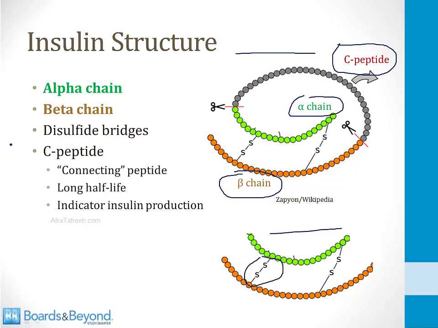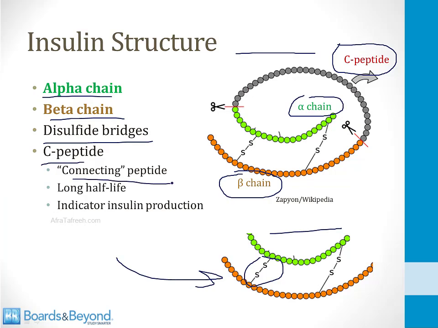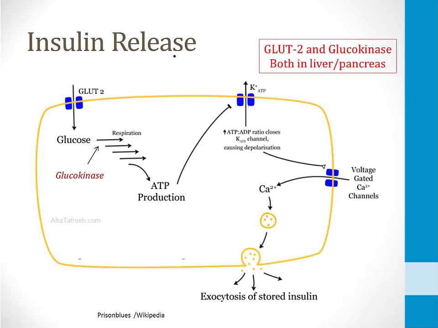I've summarized this on the left side of the screen. Insulin is made up of an alpha chain and a beta chain connected by disulfide bridges as shown over here. Cleaved out from proinsulin is the C-peptide. C stands for connecting peptide. This has a longer half-life than insulin, and sometimes we measure this and use it as an indicator of insulin production.